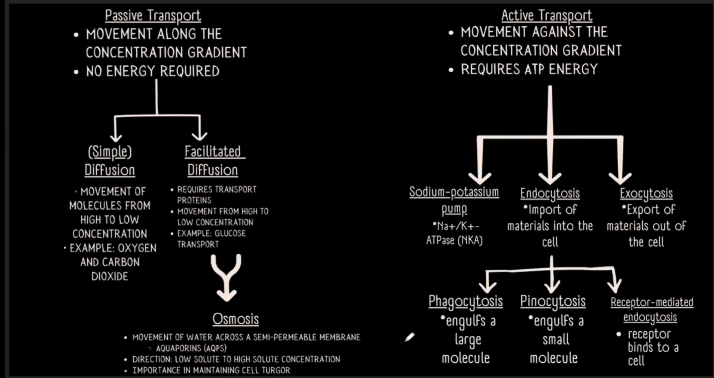Let's go back to passive transport and distinguish the features between passive and active transport just as a brief review. Now, in passive transport, we're going along the concentration gradient. However, in active transport, we're going against the concentration gradient. Because we're going against the gradient in active transport, we're going to require some energy that is known as ATP. With passive transport, because we're going along the concentration gradient, we don't require any energy.